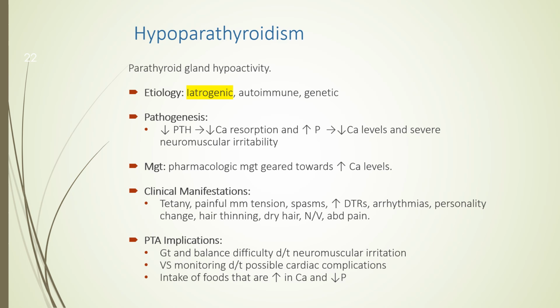Hypoparathyroidism occurs when the parathyroid glands are accidentally removed or damaged during medical procedures such as thyroid or neck surgery. It results in low levels of parathyroid hormone, causing low blood calcium levels and high blood phosphate levels. Hypoparathyroidism can be acquired, such as resulting from accidental removal or damage to the parathyroid glands during surgery.